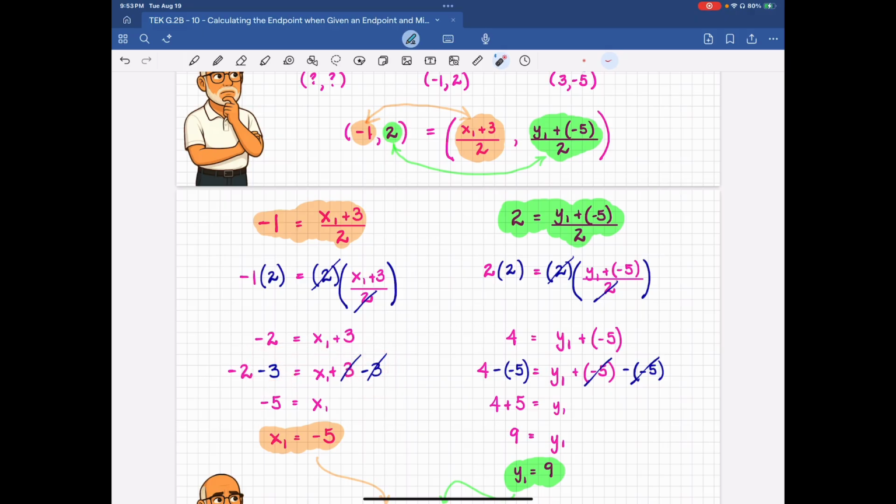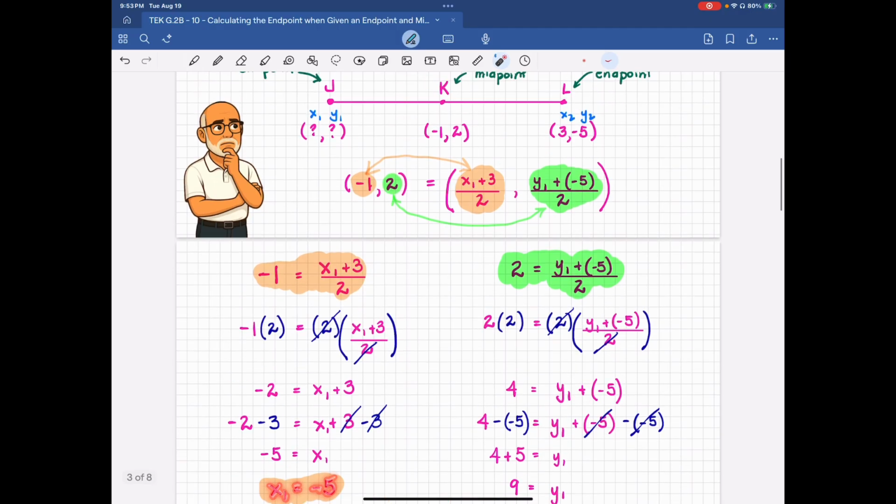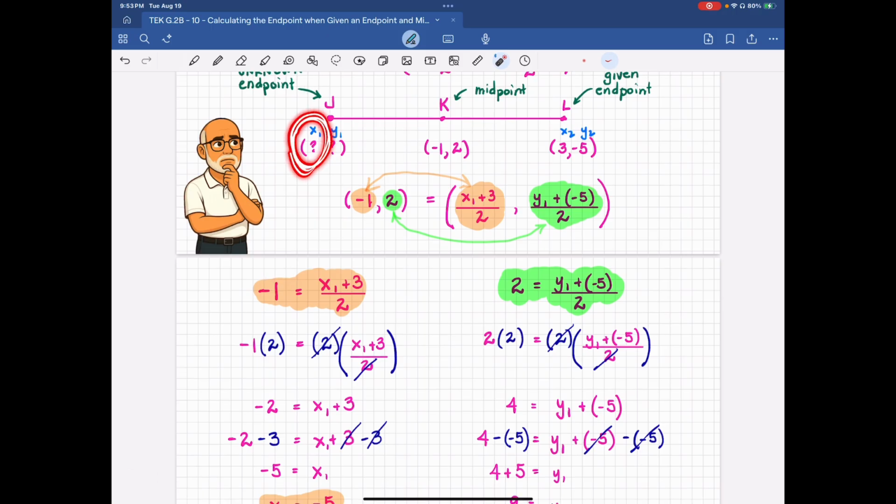So I do exactly that. I then move to my next step and simplify. A negative 2 minus 3 is a negative 5. The 3's cross out over on this side, and all that remains is that x1. So I end up with negative 5 equals x1. I'm going to flip it and say that x1 is going to be equal to a negative 5. And so we just found this value right here, x1, that is negative 5.